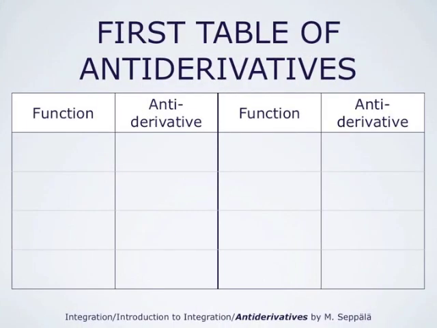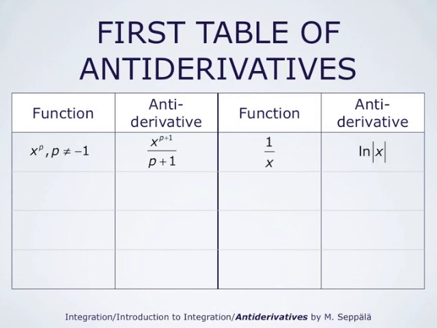From the table of derivatives, we get immediately our first table of antiderivatives. An antiderivative of x to the power p, when p is different from -1, is x to the power p plus 1 divided by p plus 1. If p equals -1, p plus 1 is 0, and therefore we cannot divide by that. Therefore this formula applies only when p is different from -1.